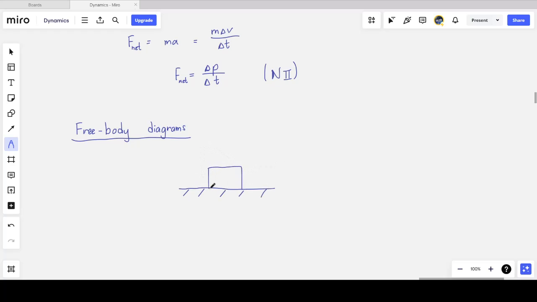And believe it or not, I'm going to draw another box on a flat surface. This is also a flat surface. And I'm going to assume there's 4 forces acting on this box. There's a normal reaction force.